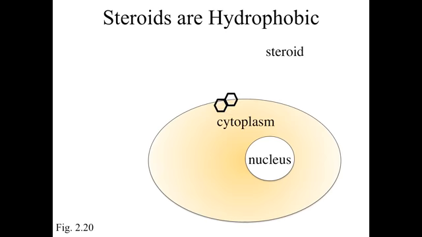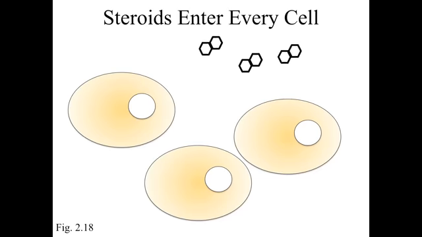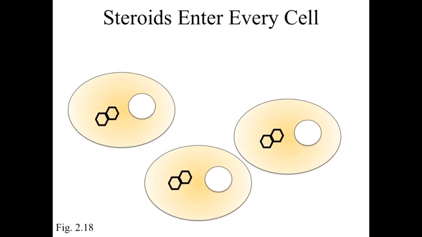So in this animation, we show that the steroid, because it's hydrophobic, can cross through the plasma membrane into the cytoplasm of any particular cell. In fact, that happens for every cell in your body. So when you have a steroid either released naturally or injected into your body, every cell in your body can respond potentially to this added compound.